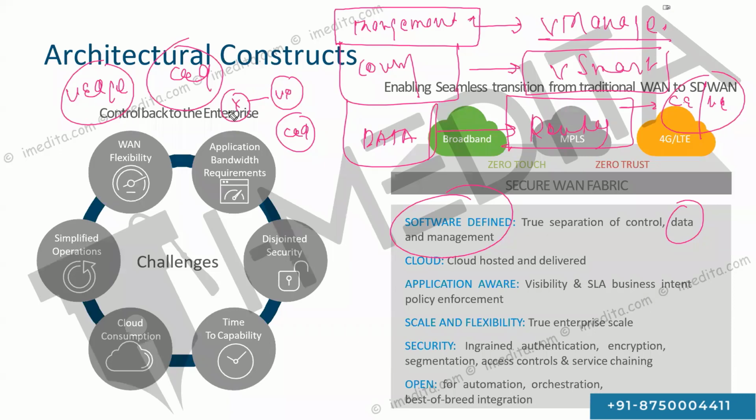That is completely fine. But the point is to ensure that things are centrally managed. They have centralized the management plane, and they have centralized the control plane functionality with the help of a controller. And that controller is what they are referring to as vManage and vSmart. With the help of SD-WAN, we get a true separation between the control plane, data plane, and management plane of the device.